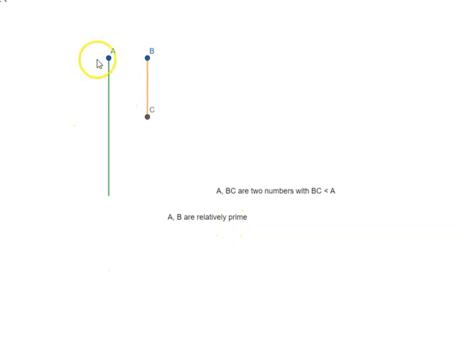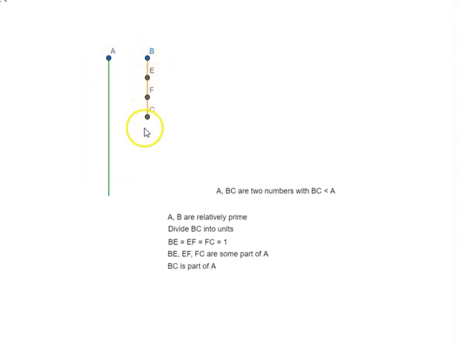Now to prove that BC is part of A, let's divide BC into units. So we have BE, EF and FC. Each of them is a unit, each of them is equal to 1. BE, EF, FC are some part of A because we know any number is composed of units. So A is also composed of units. Each of these is some part of A. So that means in totality BC is part of A.